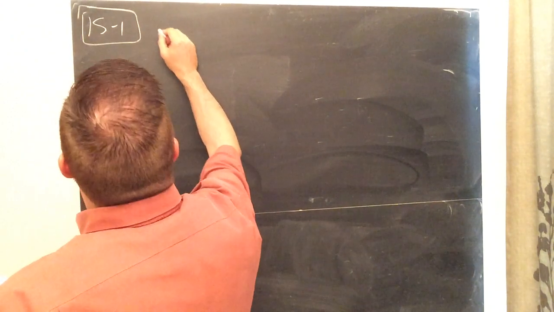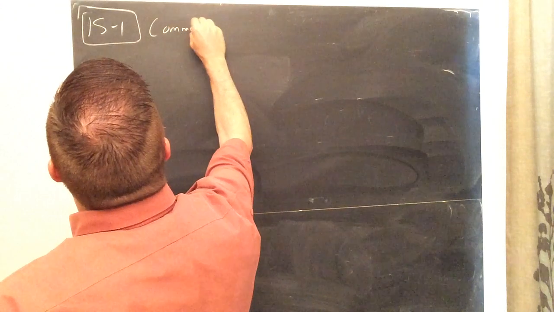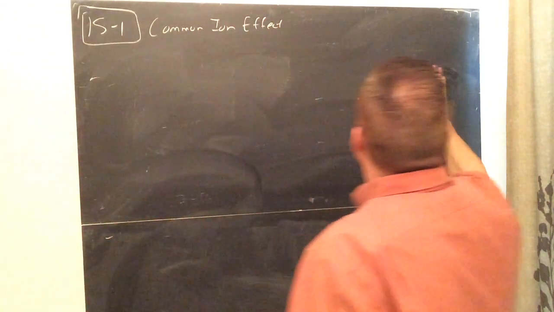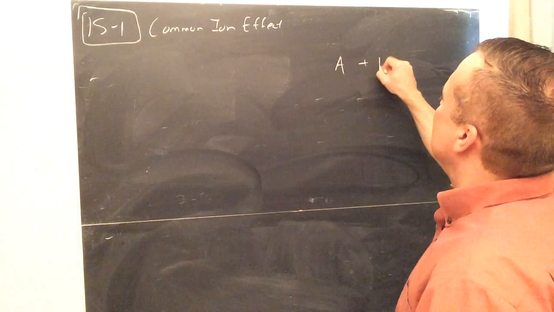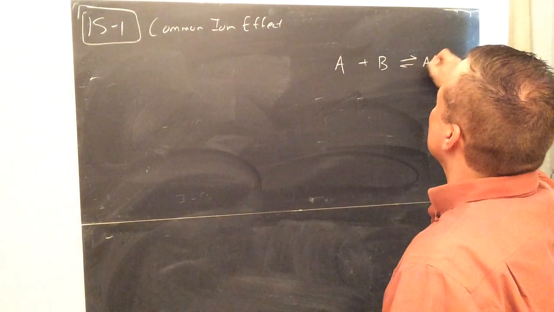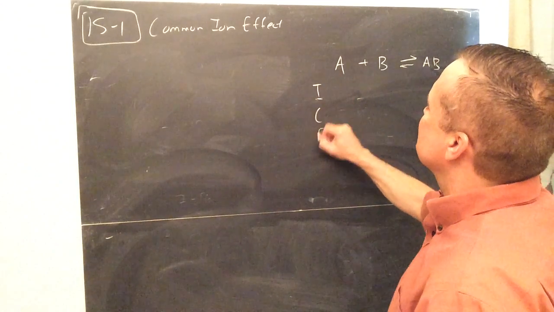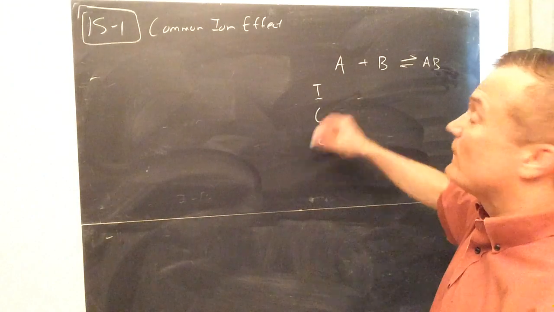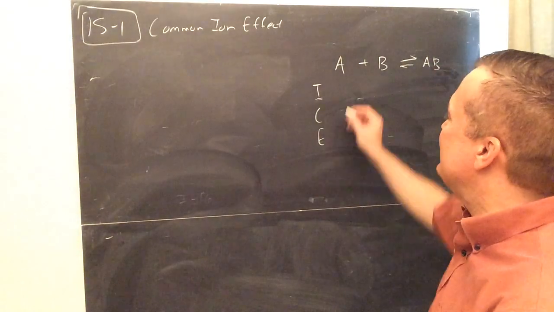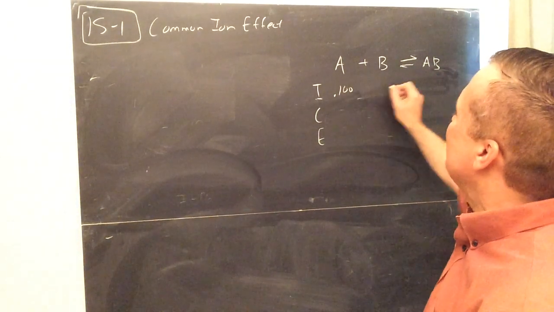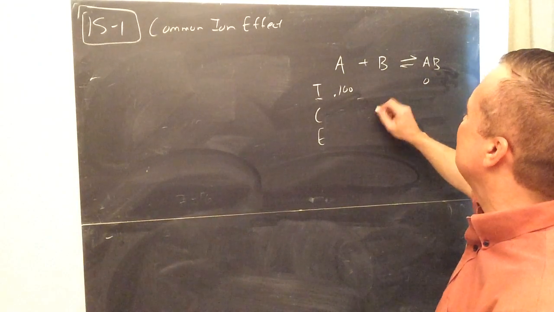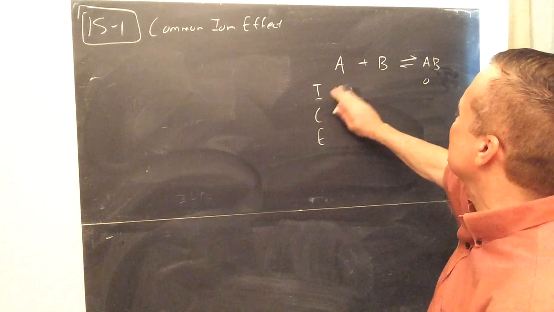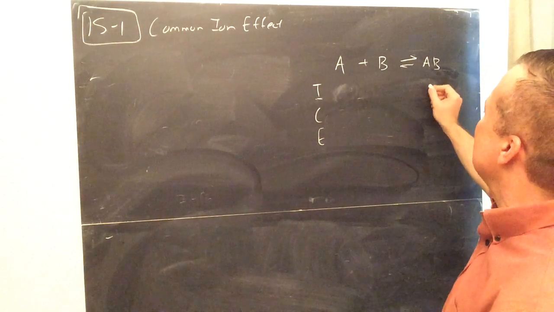We have already done something a lot like this. Let's just say that we were doing an ICE box problem. And normally you say, okay, the original molarity or pressure of AB was 0.100. Let's do it the other way around. Let's just say that this was 0.100.